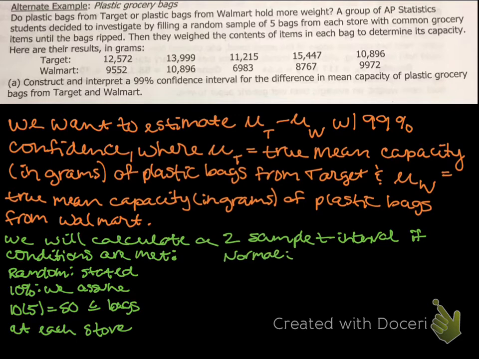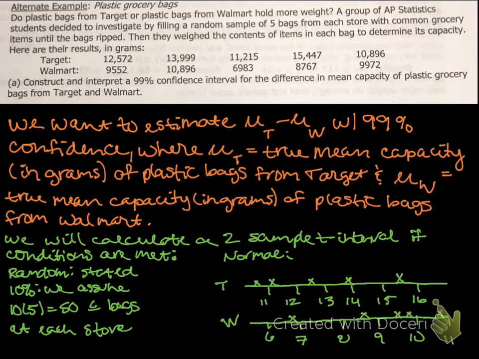And the normal condition. Alright? Did it tell me in the problem that the population was normal? No, it did not. Are my sample sizes 30 or greater? No, they are not. So what must I do? This is where I have to draw a graph and check for strong skewness or outliers. Okay? So here's my dot plot for Target. Here's my dot plot for Walmart. There is no skewness or outliers. So we're going to go ahead and proceed.